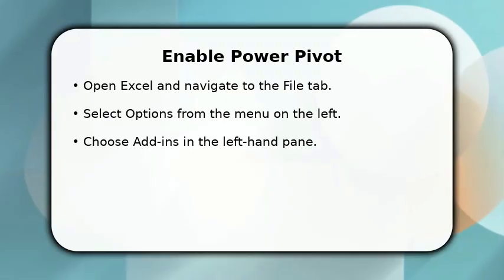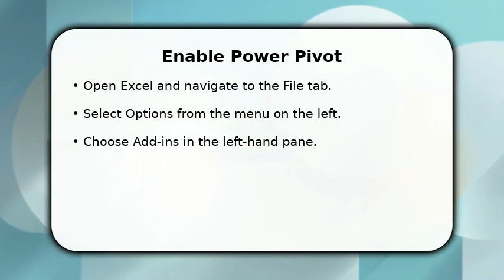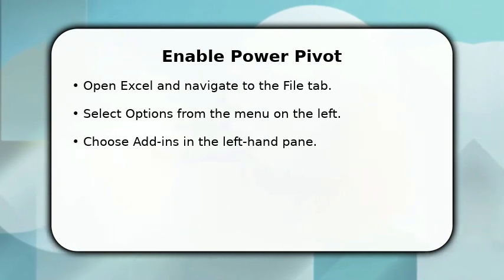Enjoy the video. In this video, I will explain how to enable Power Pivot. First, open your Excel application. Then, navigate to the File tab located in the top left corner of your screen.